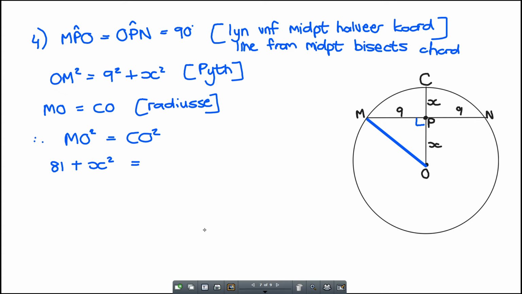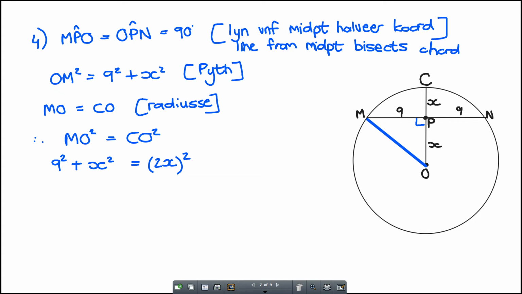Kyk gou hier. Hierdie is MO squared. And what is MO squared? 9 squared plus x squared. So 9 kwadraat. Kom ek skryf hom maar liewer as 9. Dan gaan julle dit dalk beter sien. Kwadraat plus x kwadraat, nee. Ons maak dit gelyk aan CO, maar ons wil hom nou kwadraat. Hoeveel was CO? How much is CO? 2x. Does that make sense?